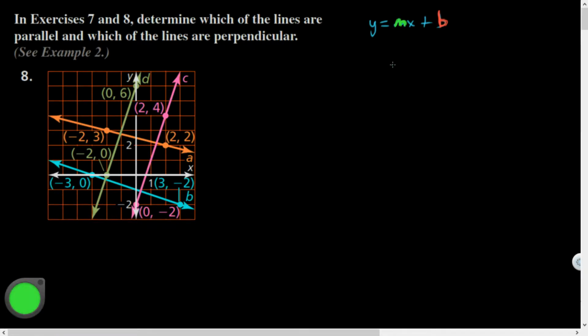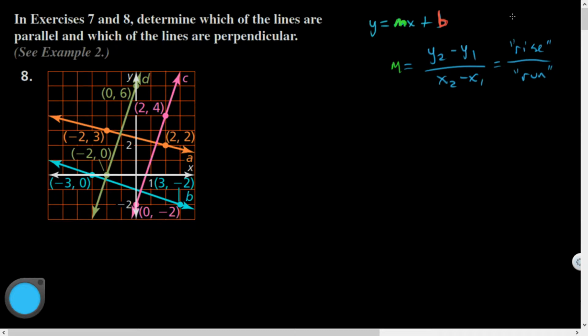There's a slope formula. m is equal to, actually, wrong color. y2 minus y1 over x2 minus x1. You could also think about that as the rise over the run.